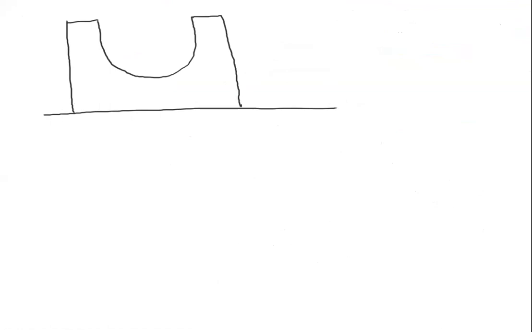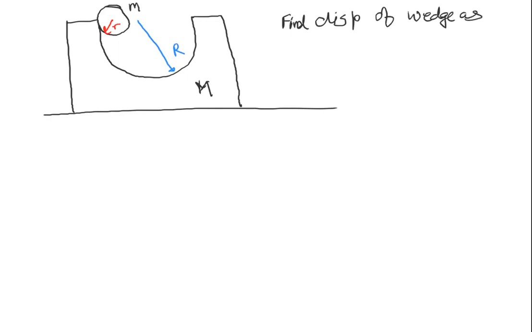So this is a wedge of mass M and a radius R, and this is a sphere of mass M and a radius small r. Find the displacement of the wedge as the sphere reaches the bottom. No friction anywhere.